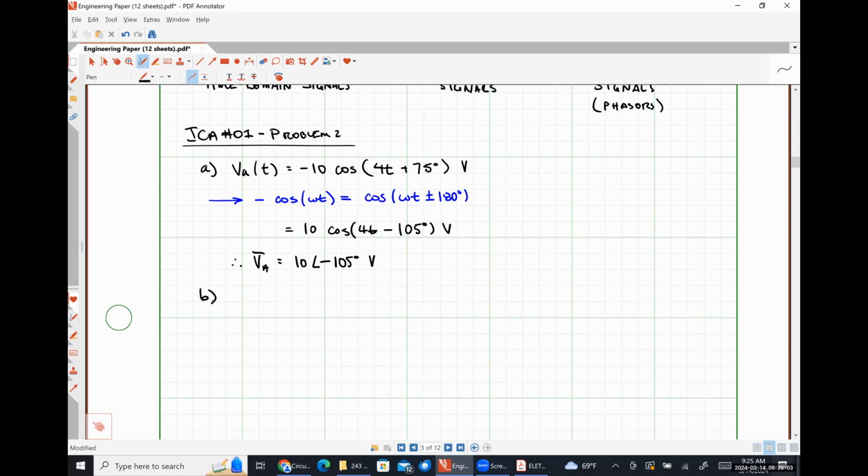Now let's look at part B. For part B here, we have a signal 5 sine 20t minus 10 degrees volts. So I'm going to have to introduce another trig identity for you guys.